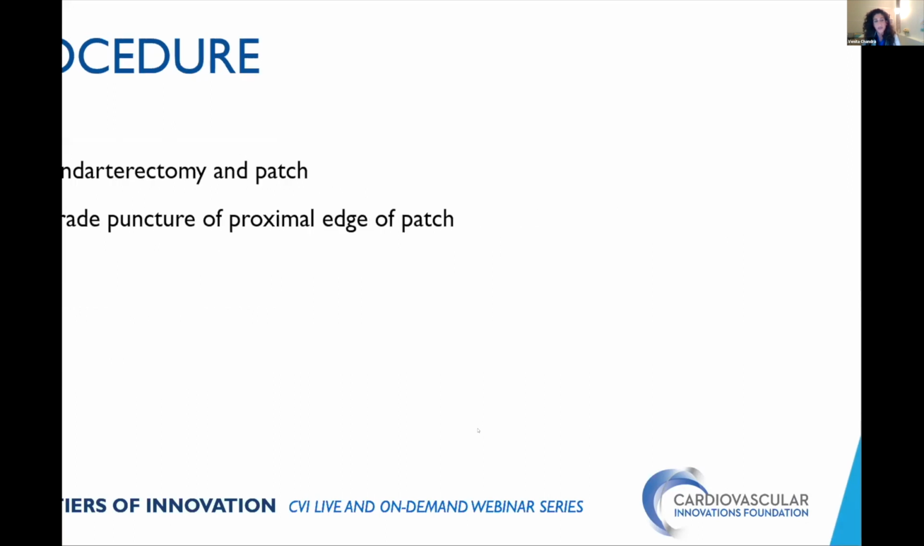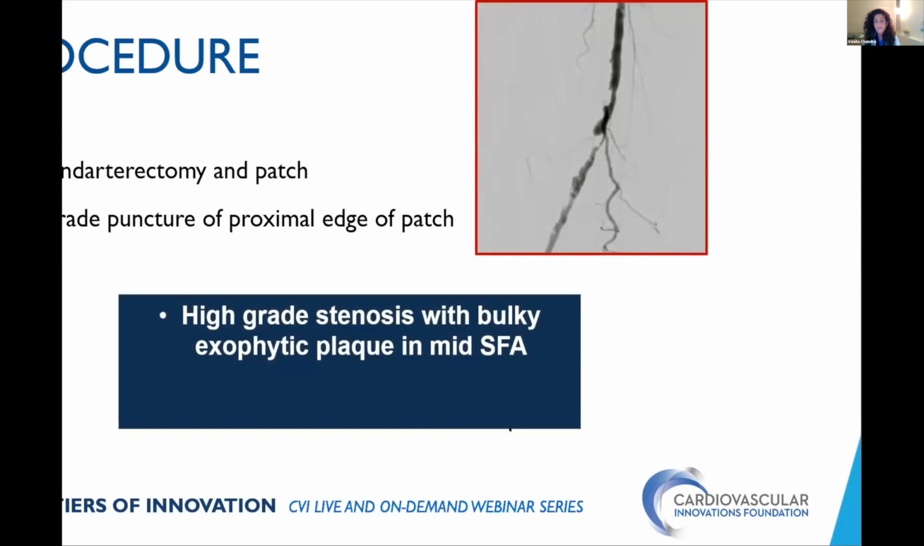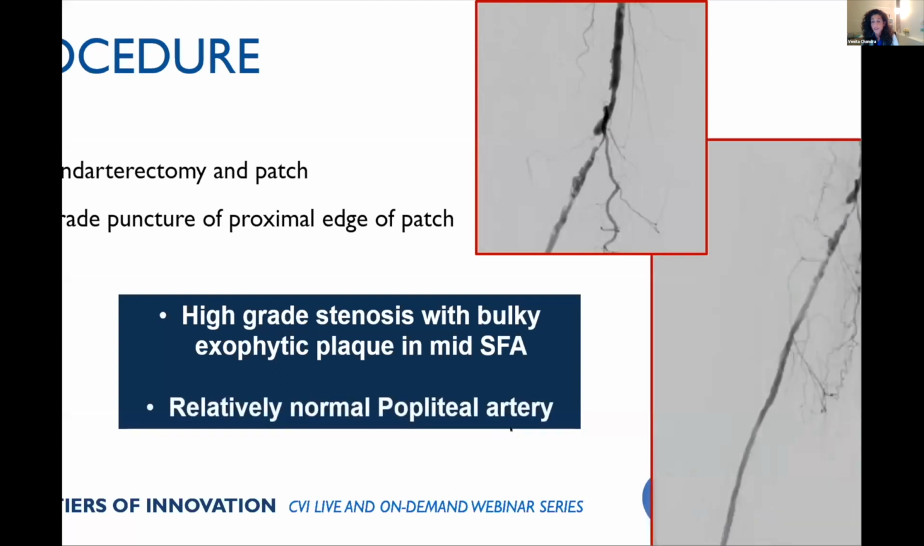So I did a femoral endarterectomy patch, and then punctured the patch, and here's what I see. We've seen a variety of different lesions similar to this, but I'll tell you, it just makes me cringe when I see this, because I think this kind of disease burden is one of the hardest of the hard. And Sahil in particular, I think all of you guys actually showed these kinds of cases with this very exophytic plaque in the SFA.